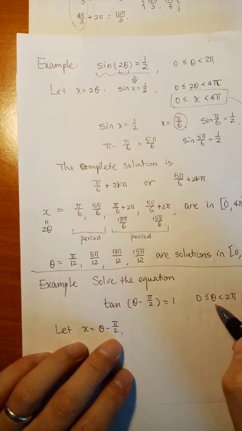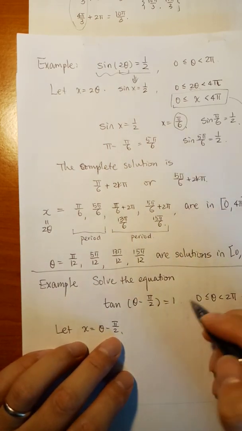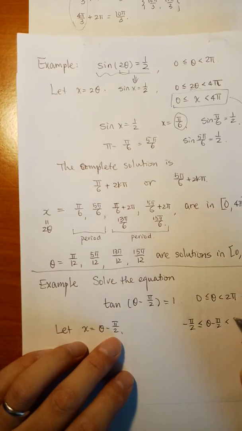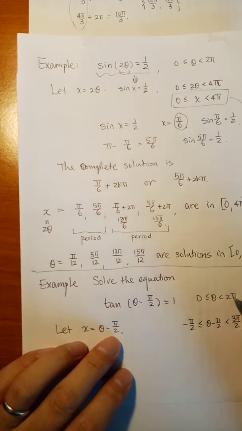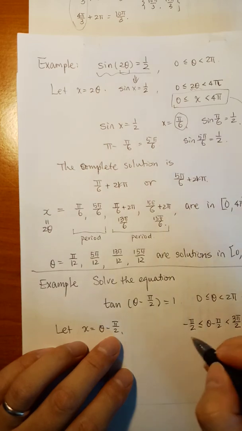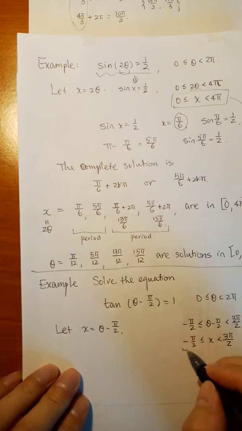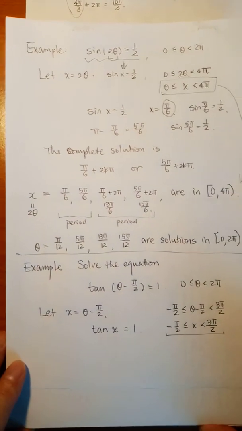We want to determine the domain in terms of x. So you subtract pi over 2 from 3 sides. Zero minus pi over 2 is negative pi over 2, theta minus pi over 2, 2 pi minus pi over 2 is 3 pi over 2. So this is the domain of x, and the tangent of x is 1.